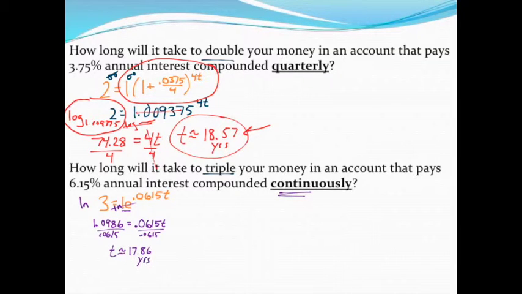And once again, if you want to check this problem for yourself, go ahead and pick any value, any dollar amount you want to start with, plug it back into your financial model for continually compounded interest, use 17.86 years as your time, and you'll see that no matter what amount of money you start with, it will always triple in that amount of time.